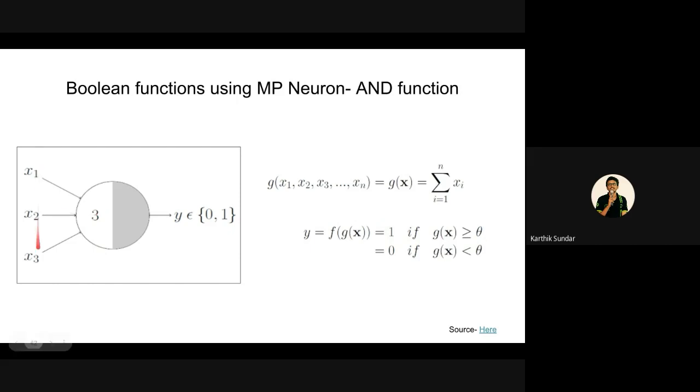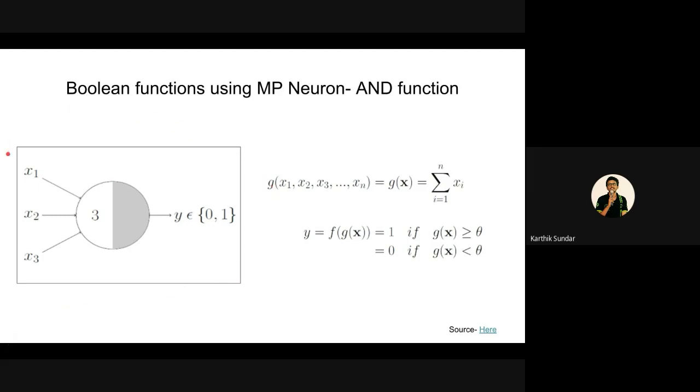Now let's say any of the inputs is 0. Let's say x1 is 1, x2 is 1 and x3 is 0. What happens? An AND function will generate 0, because in an AND function all 3 must be 1, right? So it should generate false. Let's see how it translates into the mathematical equation. x1 plus x2 plus x3 here will be 1 plus 1 plus 0, which is 2. And we have the threshold as 3. So 2 is less than 3, so g of x is less than the threshold, and it will give 0. So when you set theta equal to 3, this particular neuron mimics an AND function.